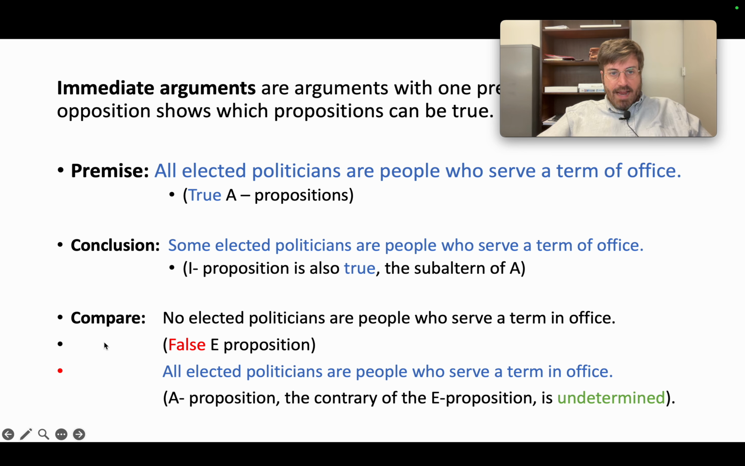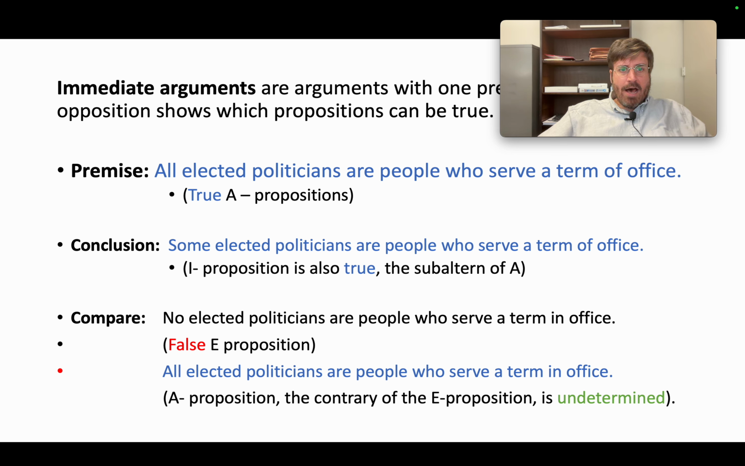You'll notice that this now is an A proposition, right? This is a universal affirmative. And on the square of opposition, we know that A and E are contraries. But if we begin with a false contrary, we can't make an immediate inference about the truth value of the other contrary. So if we began with that false E proposition, we can indeed, in a determinate way, generate the contrary, the A proposition, but we don't know anything about the truth value. It could either be true or false. We just don't know in the sense of immediate inferences.